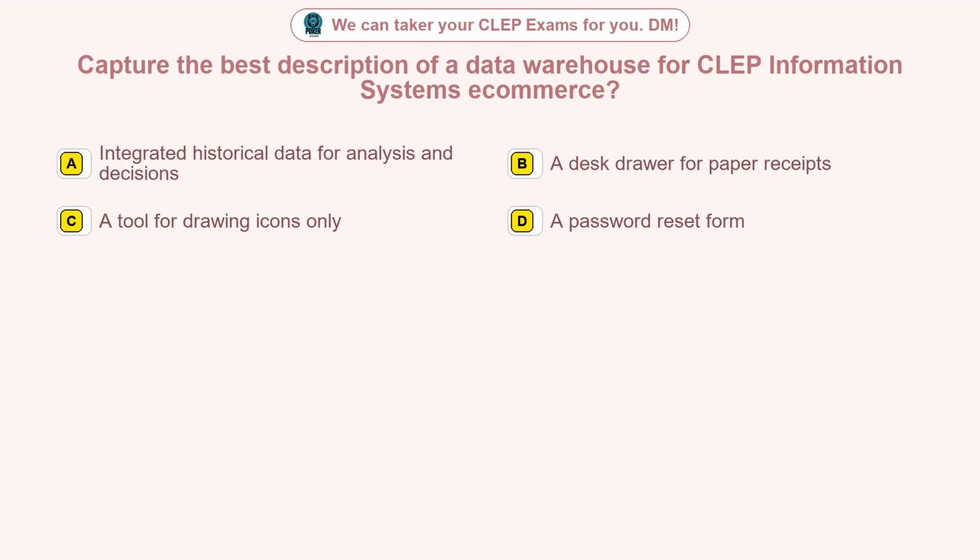Question 84. Capture the best description of a data warehouse for CLEP Information Systems Ecommerce. Option A. Integrated historical data for analysis and decisions. Option B. A desk drawer for paper receipts. Option C. A tool for drawing icons only. Option D. A password reset form. The correct answer is option A. Integrated historical data for analysis and decisions.